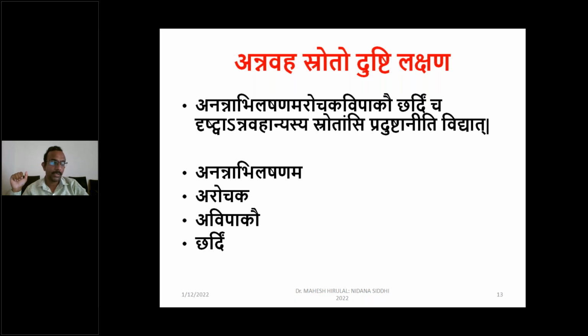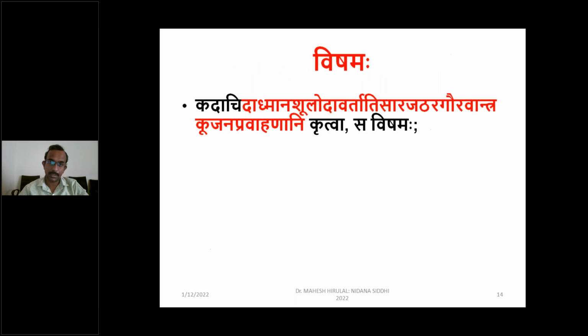Ananabhilasha, Arochaka, Avipaka, Chardi. So basically he has given 4 sets of lakshanas for Annavaha srotho dushti. Ananabhilasha: the person will not have the abhilasha for the anna. Even if the person takes the food, there will be arochaka. Even if the person takes the food, there may be no digestion, avipaka. Then it may lead to chardi. So these are some Annavaha srotho dushti lakshanas.